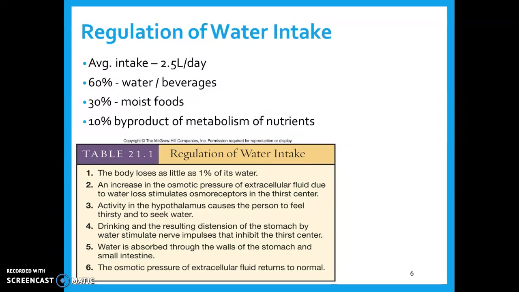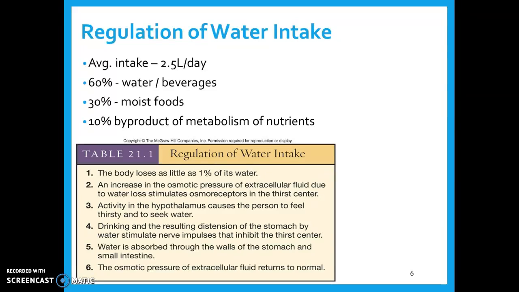The hypothalamus is the part of your brain that controlled a lot of the hormones we talked about. Activity in the hypothalamus causes a person to feel thirsty and to seek water. So your brain actually makes you feel thirsty when you lose water. Drinking and the resulting distension, or stretching, of the stomach by water stimulates nerve impulses that inhibit the thirst center. So your brain makes you thirsty, you drink water, and when your stomach swells up with the water that you just drank, you're not going to be thirsty anymore. Water is then absorbed through the walls of the stomach and the small intestine, and the osmotic pressure of extracellular fluid returns to normal.